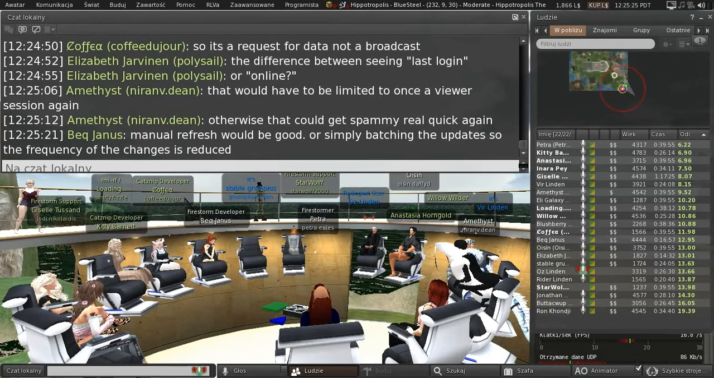Yeah, last login is actually not dependent on those chat messages at all. There's an entry in the database for the last time you logged in.